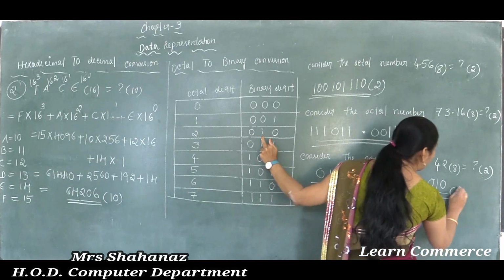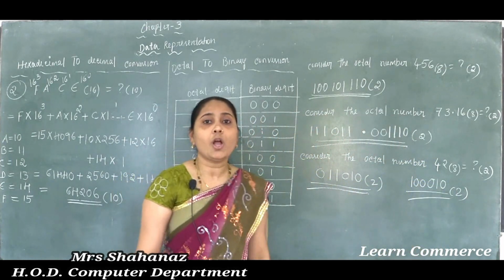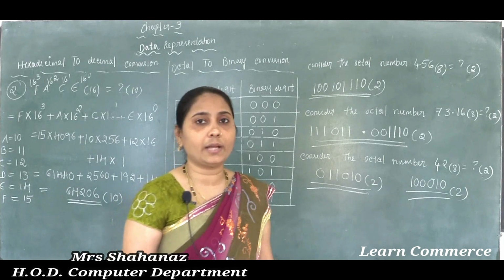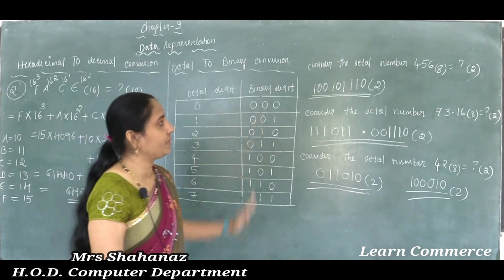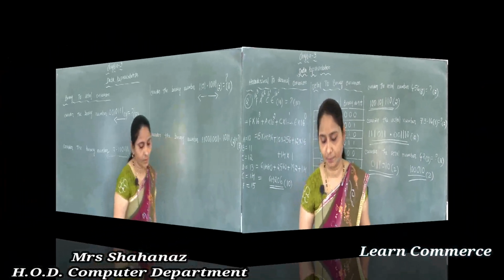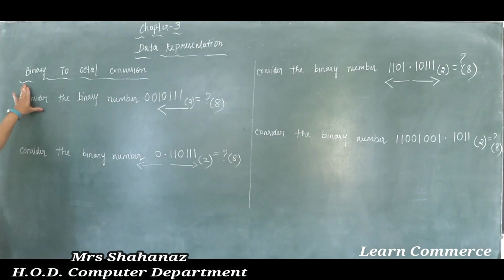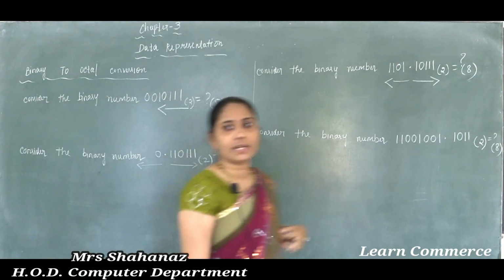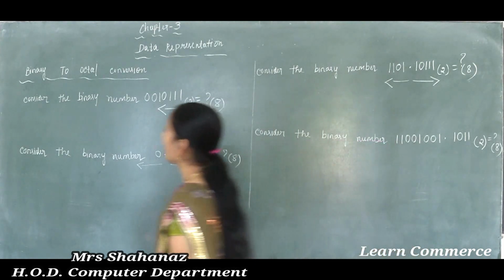So lastly we need to write the base value. So this is the answer for our octal to binary conversion. Clear? First of all we need to use this table, and later we can convert from octal to binary. After completing the octal to binary conversion, now we'll go to the next conversion. The next conversion is the binary to octal conversion.